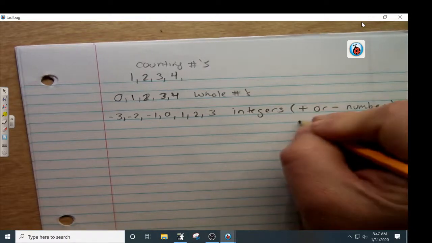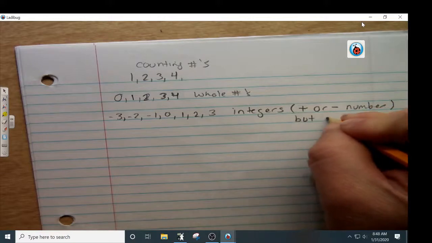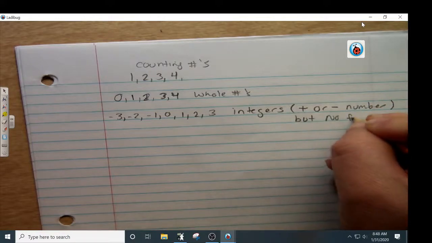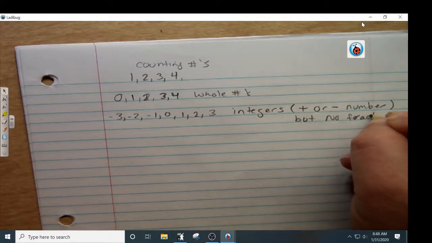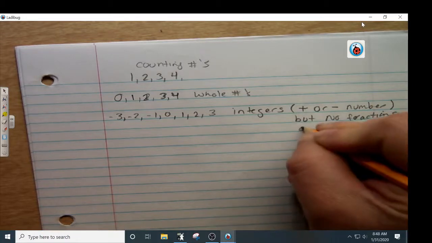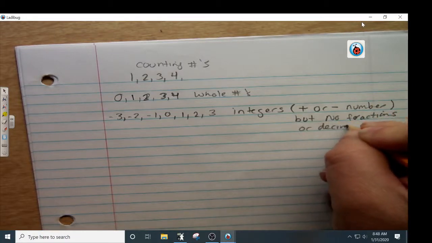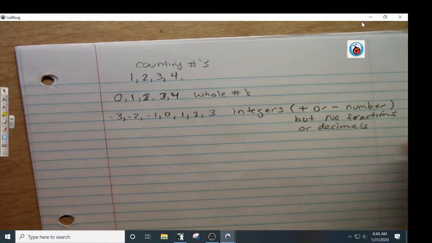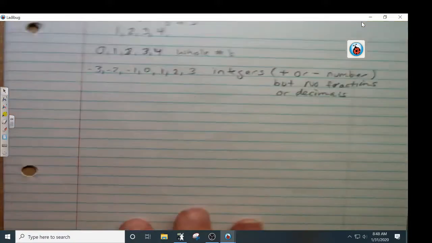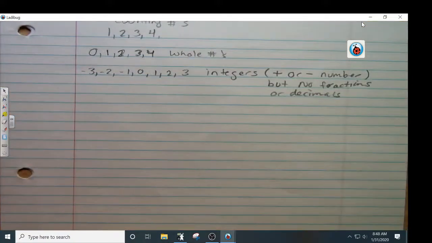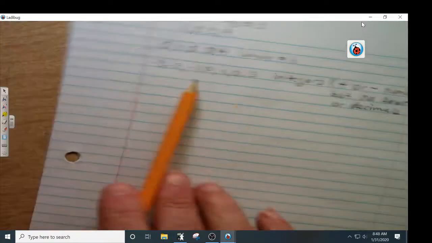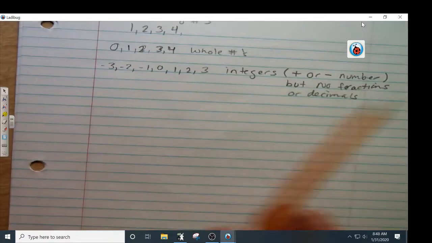but no fractions or decimals. So, guys, if somebody ever asks you what an integer is, it is a positive or negative number that has no fractions or decimals with it. Okay, an integer can be any whole number that is a negative or a positive, including 0.